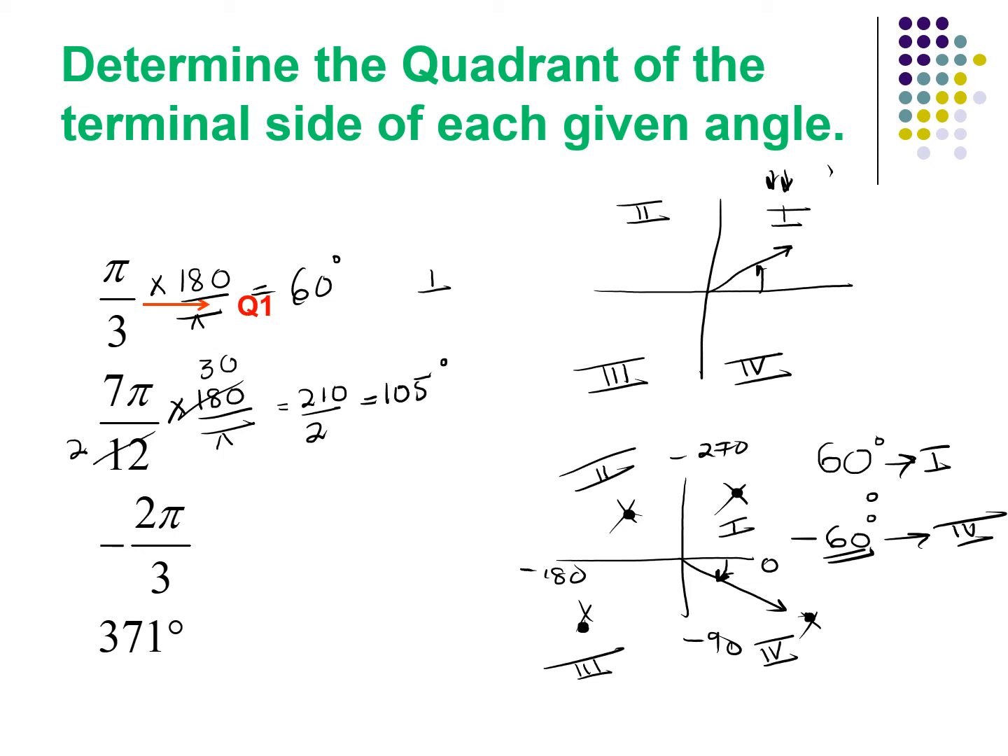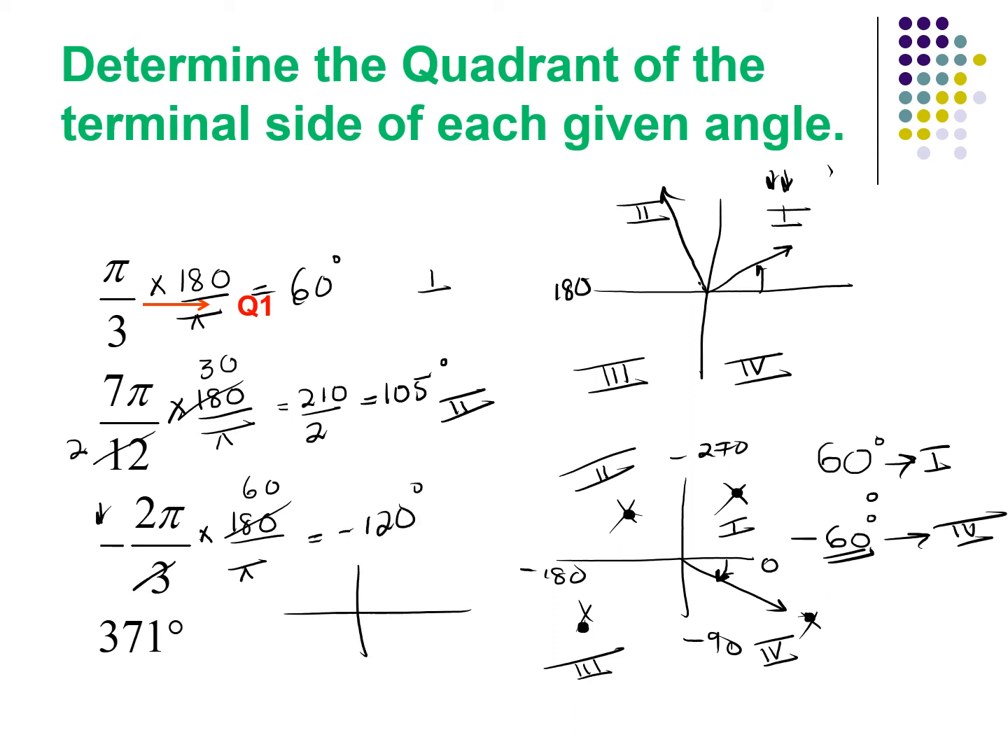Now 105 degree, of course, is a positive angle. Here it is 180 degrees, so 105 degree is somewhere over here, which means it lies in the second quadrant. Now minus 2 pi by 3. Understand, minus is for the direction only. So multiply by 180 over pi. Pi and pi cancel. 3 times 60 is 180, so 2 times 60 gives you minus 120 degrees. Because of the negative sign, minus 120 degree will lie over here.